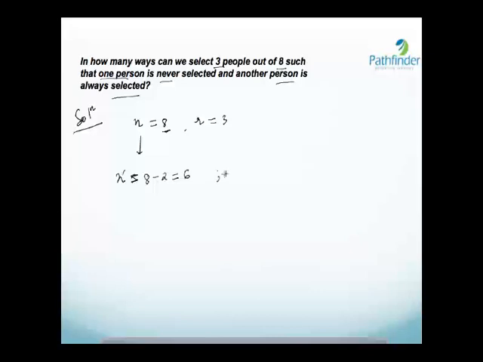What about r? Originally we had to select 3 people, but if one person is going to be selected, we can reduce the value of r to 3 minus 1, that is equal to 2. So in how many ways can these selections be made? These selections can be made in 6C2 ways. That is factorial 6 divided by factorial 4 into factorial 2, which is equal to 15.